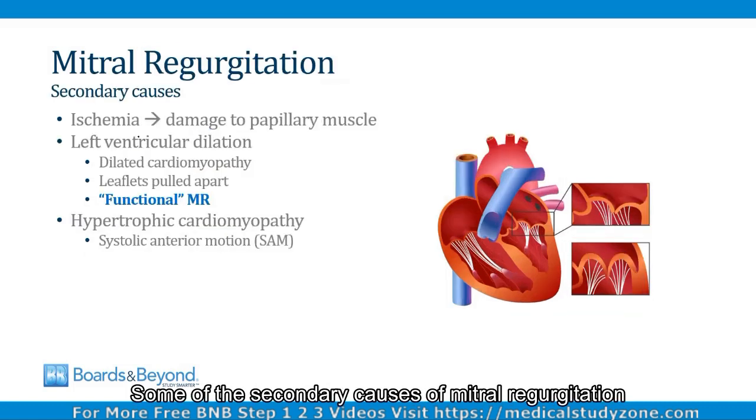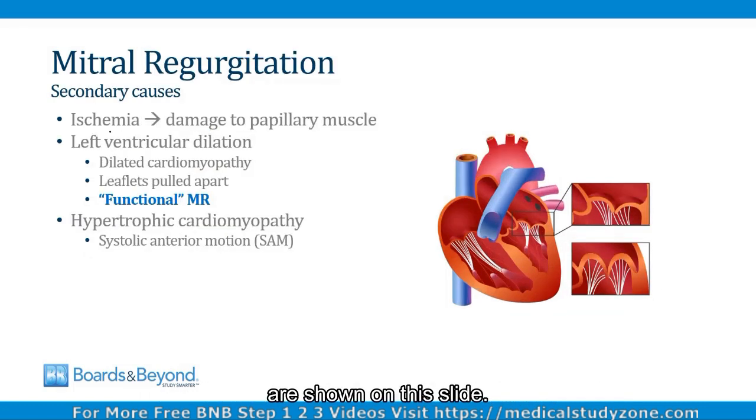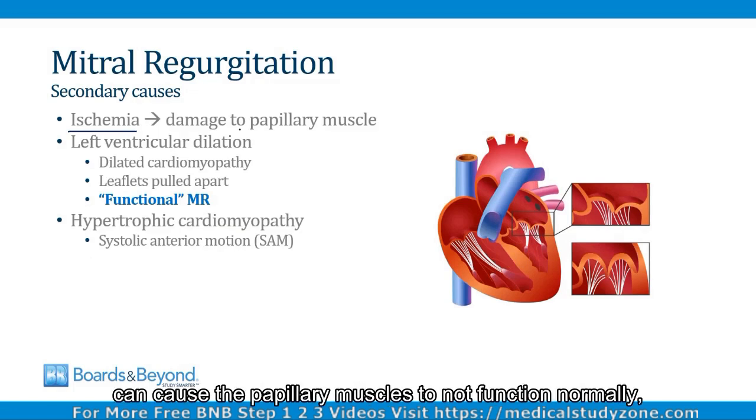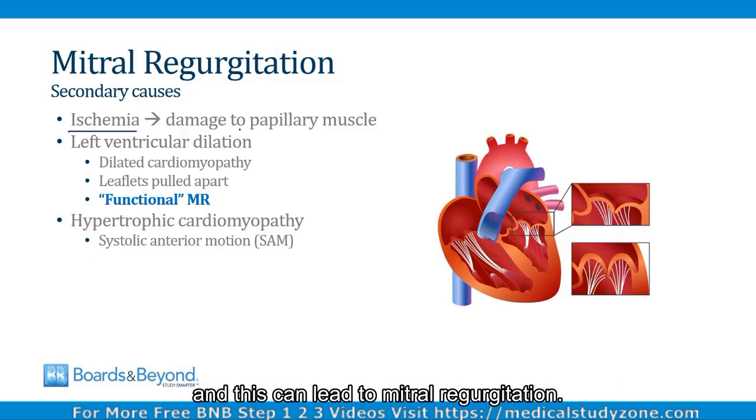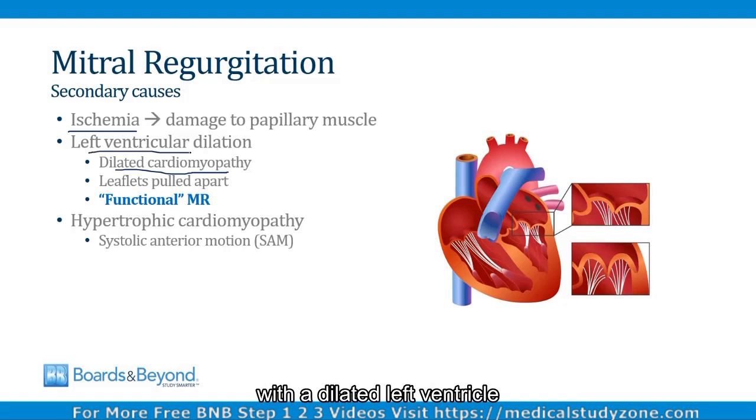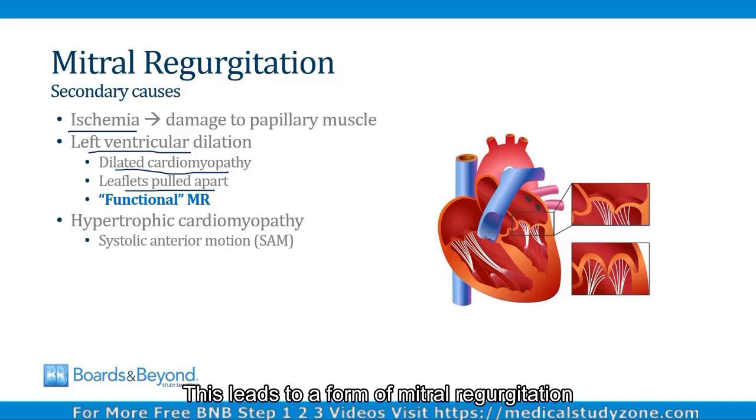Some of the secondary causes of mitral regurgitation are shown on this slide. First of all, ischemia, if it damages the part of the left ventricle where the papillary muscles insert, can cause the papillary muscles to not function normally, and this can lead to mitral regurgitation. Patients who have dilated cardiomyopathy with a dilated left ventricle can have the mitral valve leaflets pulled apart. This leads to a form of mitral regurgitation called functional MR.